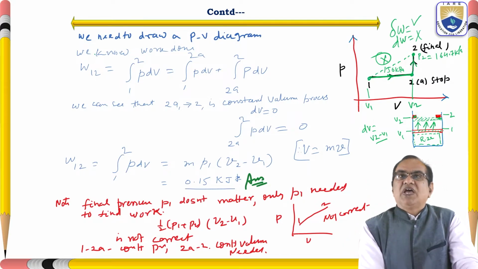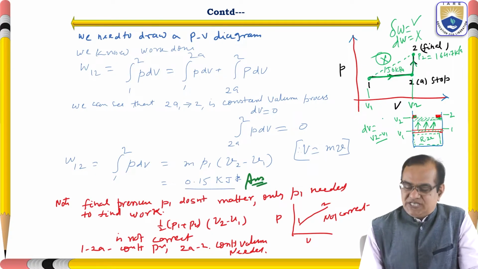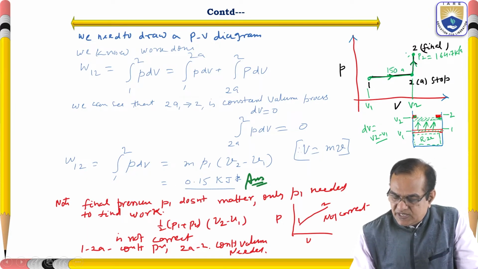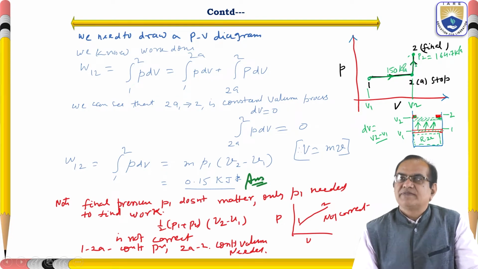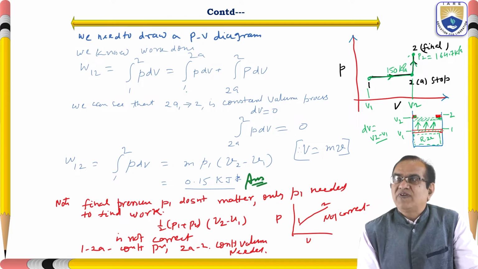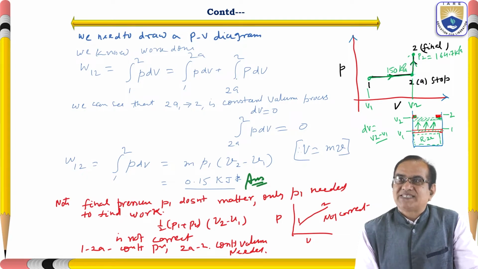Okay, so here we can see by this diagram that the work done by this process, from here to here, is at 150 kPa. We know that work done W12 is equal to the integral from 1 to 2 of PdV. So here we can write it as first from 1 to 2A, plus 2A to 2: the integral of PdV from 1 to 2A plus the integral of PdV from 2A to 2.